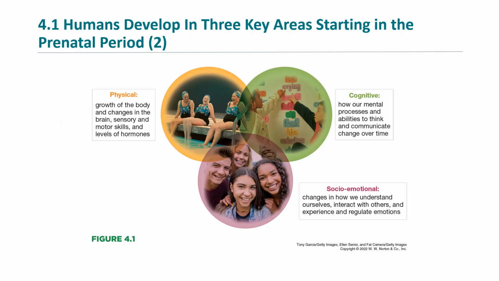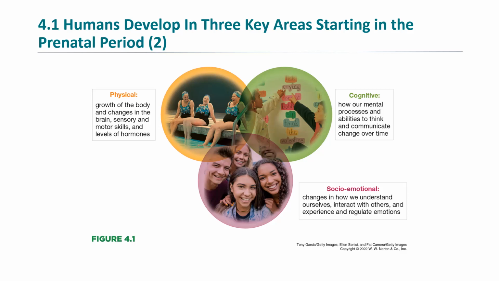In the cognitive domain, we look at how our mental processes and abilities to think and communicate change over time. We will be looking at topics like theory of mind, language, moral reasoning, memory, and dementia in old age. In the socio-emotional area, we look at changes in how we understand ourselves, interact with others, and experience and regulate emotions. We will be looking at topics like attachment, identity, parental styles, peer relationships, marriage, and others.